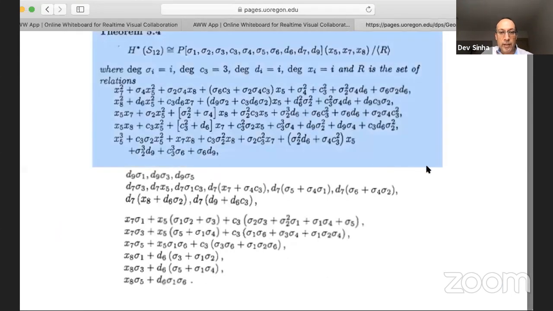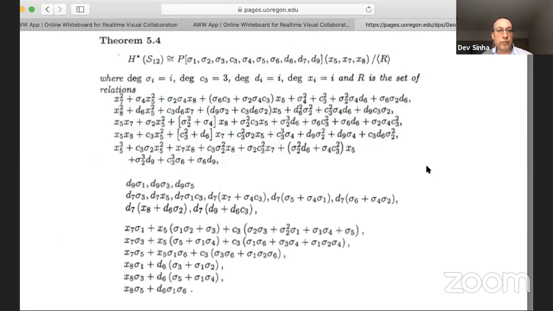So here's a presentation for the cohomology of BS12, or just S12 if you understand that you're taking the classifying space. So to read this, you've got an algebra with generators in degree 1, 2, 2 in degree 3, 4, 5, 6, sorry, 2 in degree 6, and 1 in degree 7, and 1 in degree 9. And you also have generators in 5, 7, and 8. And here's your set of relations: 1, 2, 3, 4, 5, 6, 7, 8, 9, 10, 11, 12, 13, 14 relations.